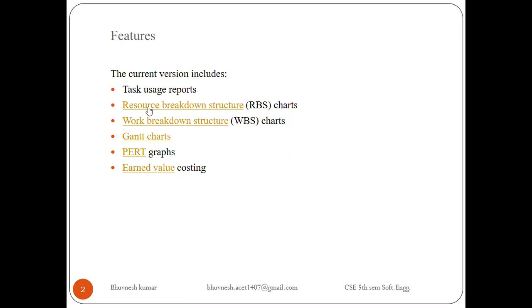Then there is a work breakdown structure. The tasks are distributed between different persons, resources are provided to them, and their chart should be maintained. Then there is also a Gantt chart that is developed side by side when we enter different tasks. Next, a PERT graph is also there. Then their total earned value, that is total estimated cost, is also mentioned, and that report will also be generated.